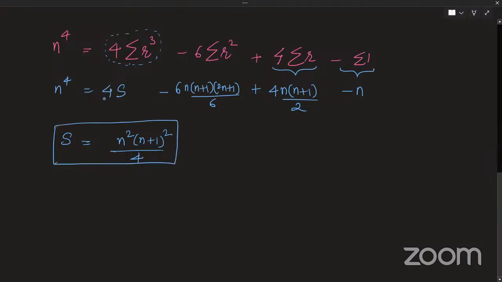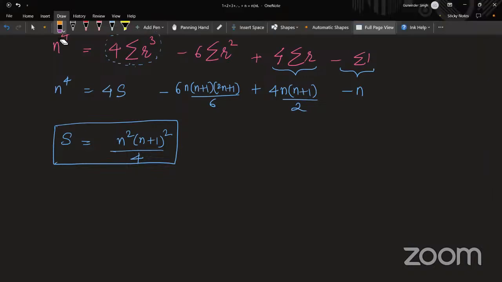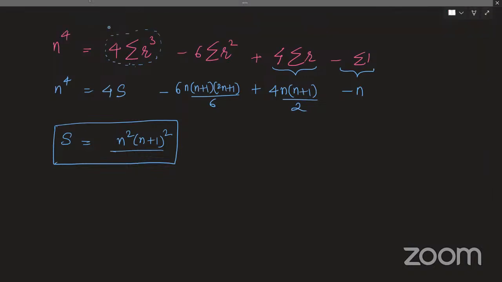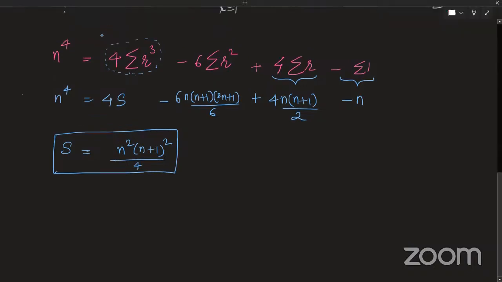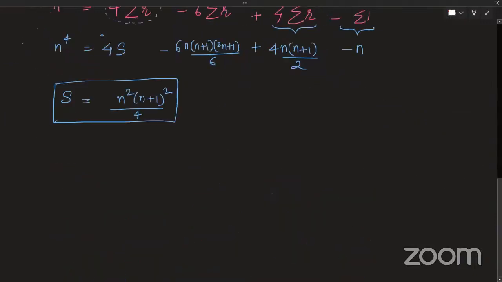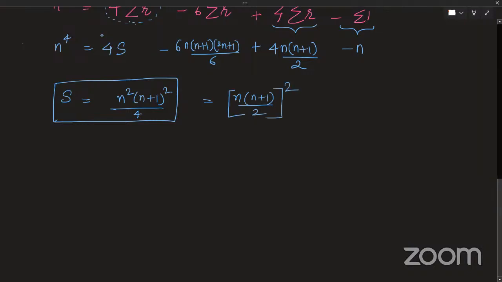Fine? Everyone understood the derivation? See, this derivation won't be asked anywhere. It is just for your understanding how telescopic series are helping us. So if you look at it clearly, it is also n into n plus 1 by 2 whole square. Correct? It is n into n plus 1 by 2 whole square.